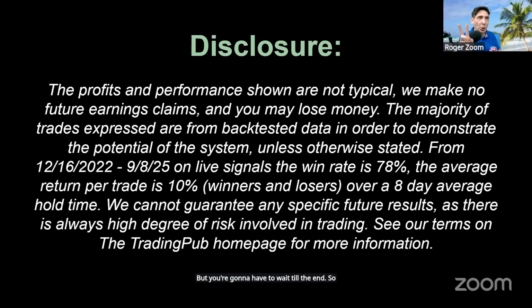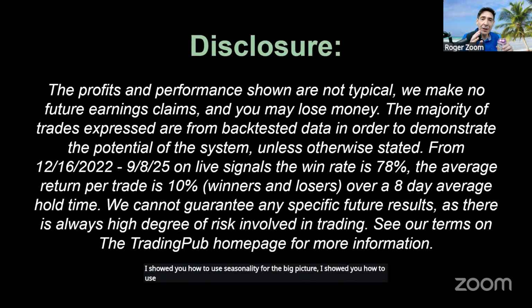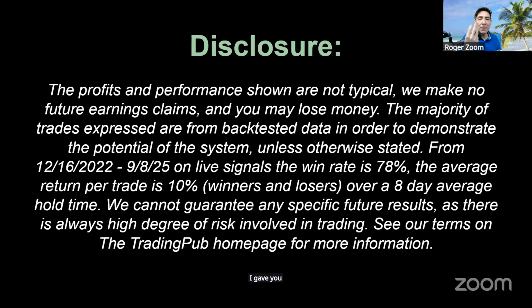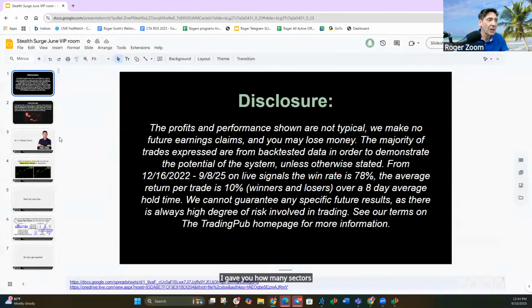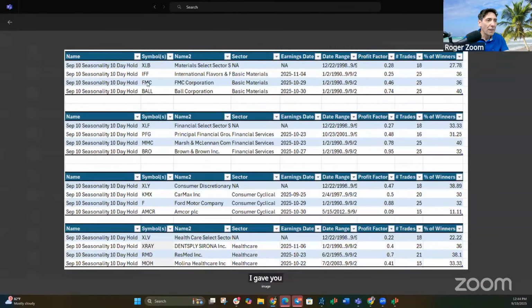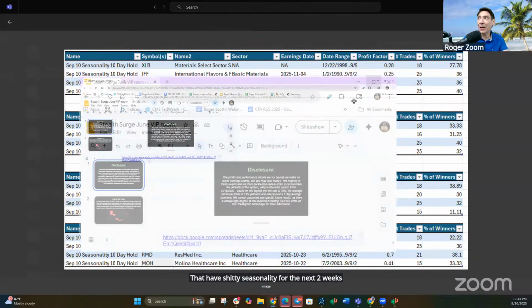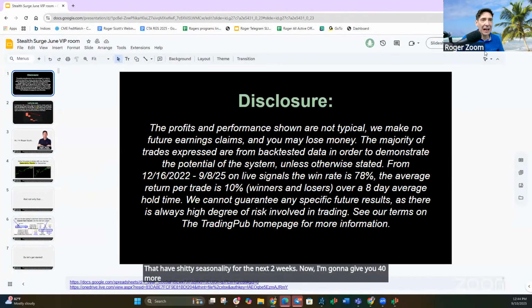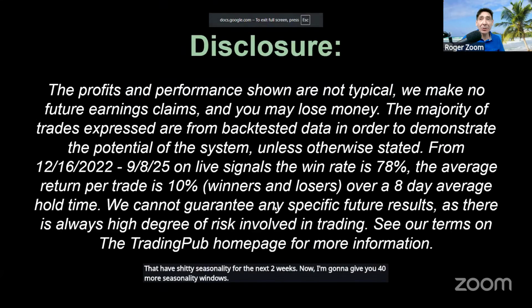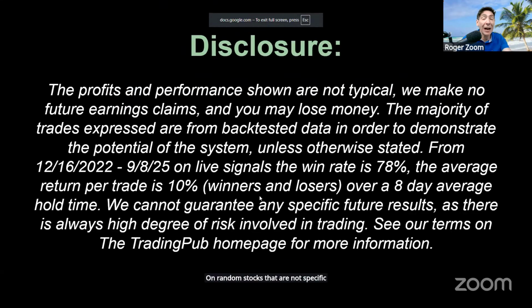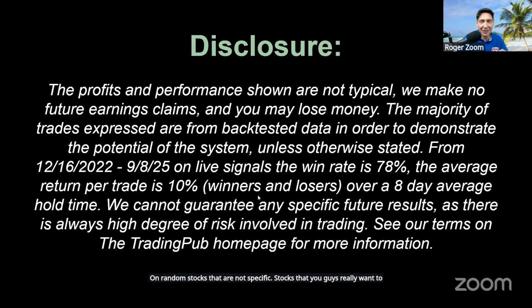So I gave you 2 ways to use seasonality. I showed you how to use seasonality for the big picture. I showed you how to use seasonality for the little picture. How many sectors and stocks did I give you? I gave you 4 sectors and 12 stocks that have bad seasonality for the next 2 weeks. Now I'm going to give you 40 more seasonality windows on random stocks that are not specific, stocks that you guys really want to know the seasonality on.